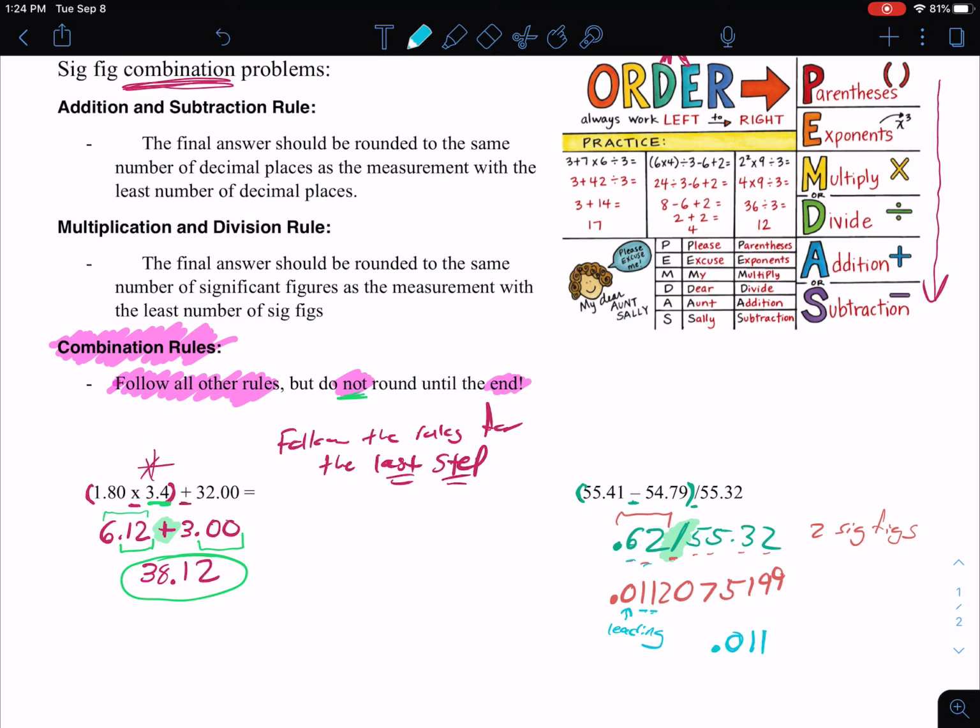That's all we need there. 2 sig figs, 2 sig figs, 0.011. That's our final answer. We follow the rules of the last step, and the last step, right here, is division.